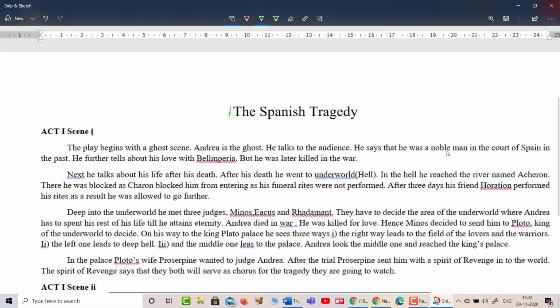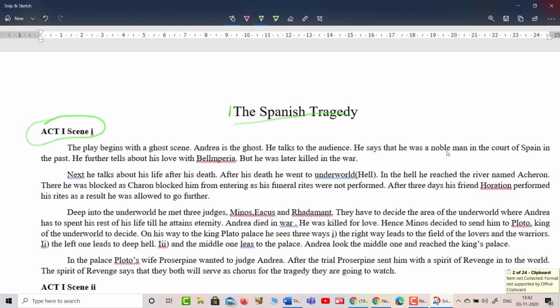Okay, dear students, coming to the class, The Spanish Tragedy written by Thomas Kyd. So to Act 1, Scene 1. As you all know, the Elizabethan audience loved ghosts very much in their dramas. So, including Shakespeare, other writers used the ghost scene in the opening scene as a mark to satisfy the Elizabethan audience sharply.